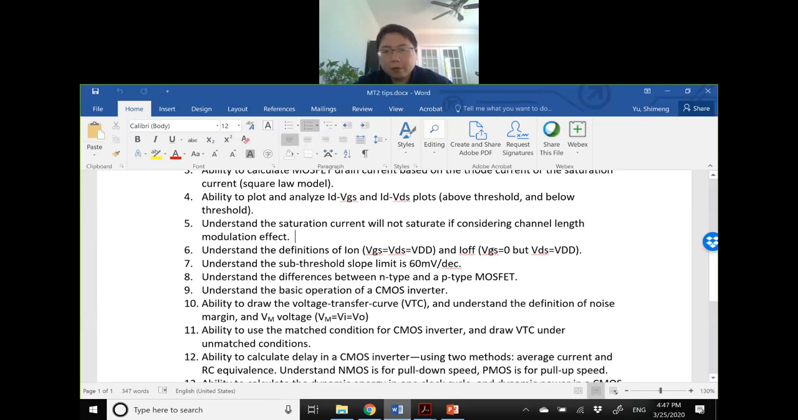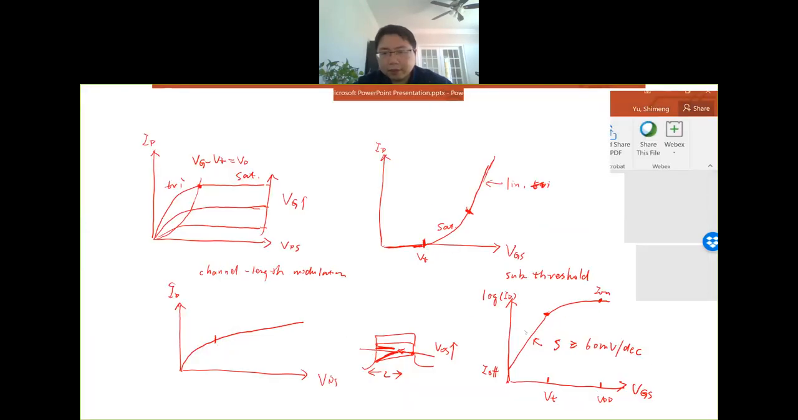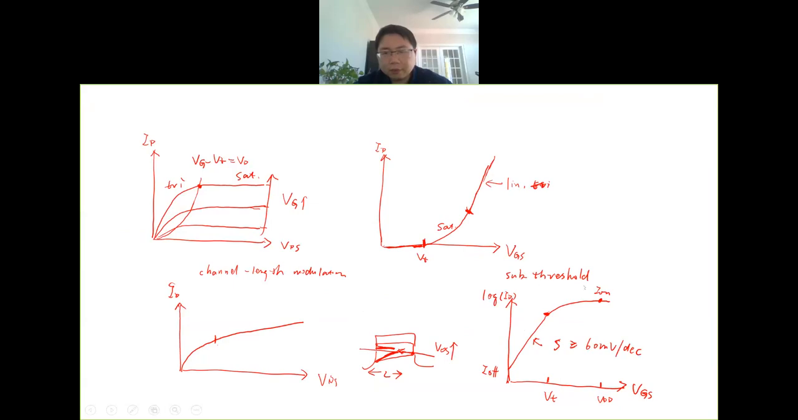Then I off is defined as VGS equals 0, but VDS is still VDD. This is defined as I off. For the I off, you can get it from this subthreshold plot. It's this point: if here VDS equals VDD, then this point will be the I off. And this point will be the I on, where you reach the maximum current.